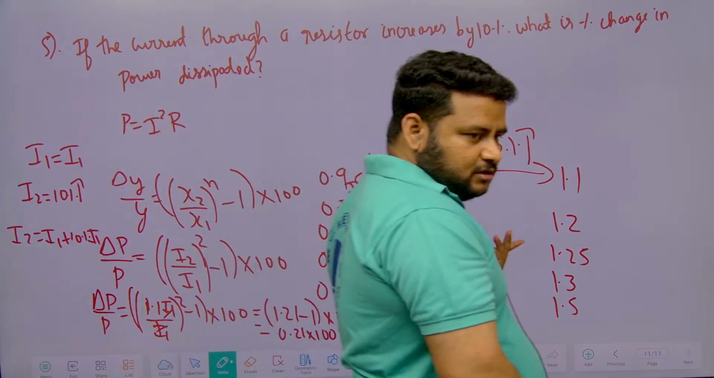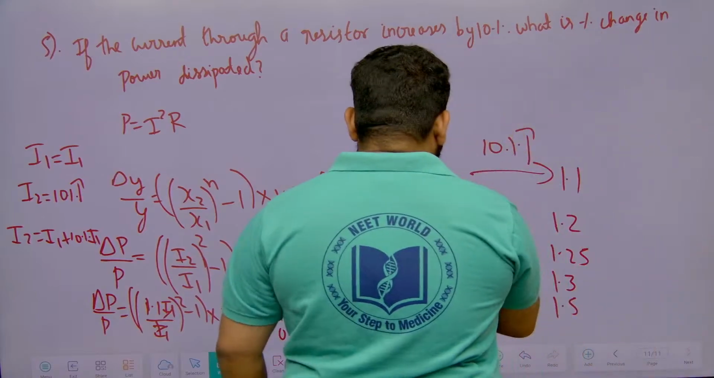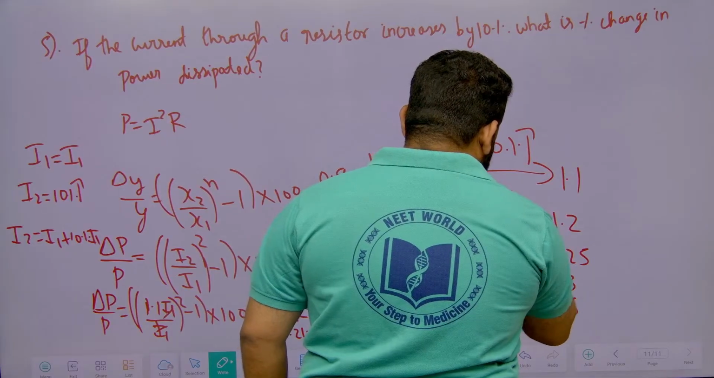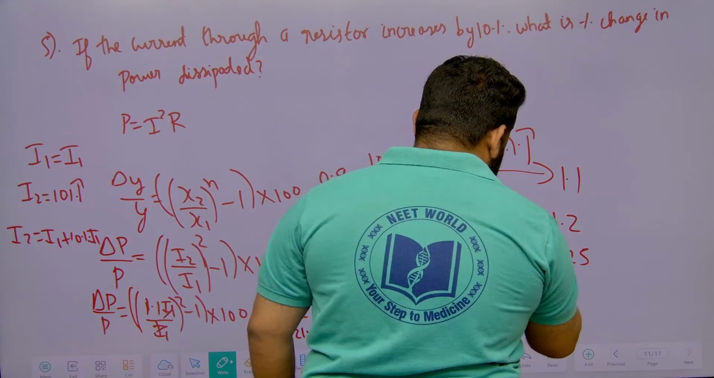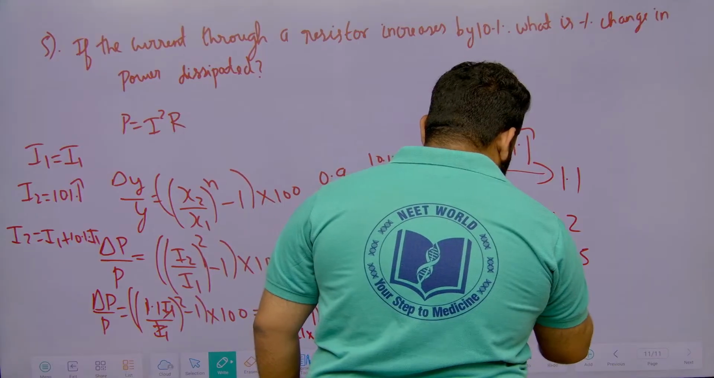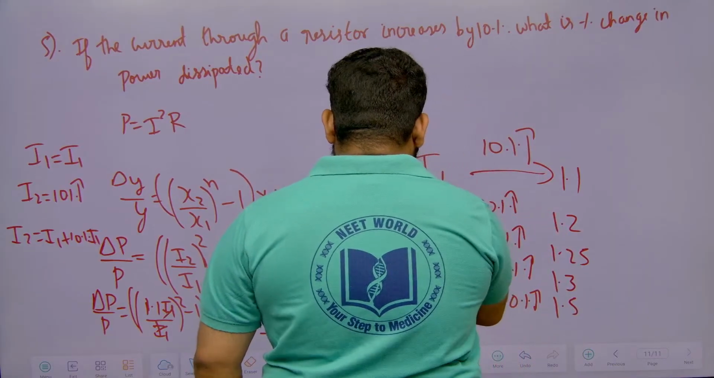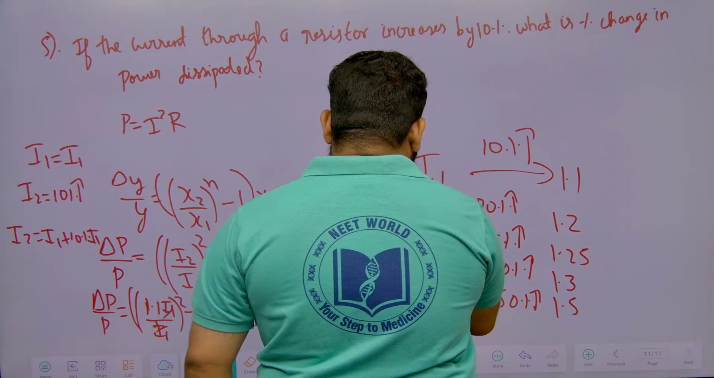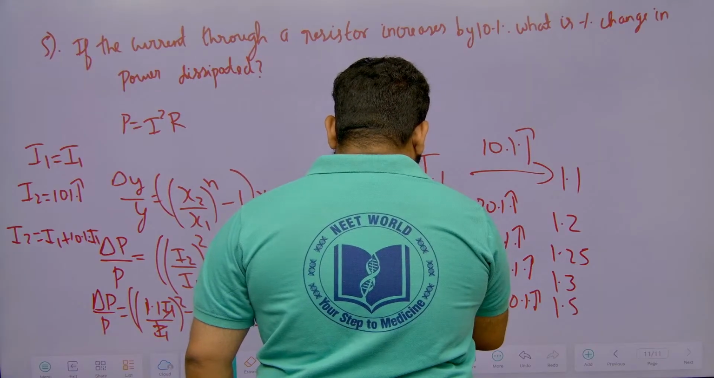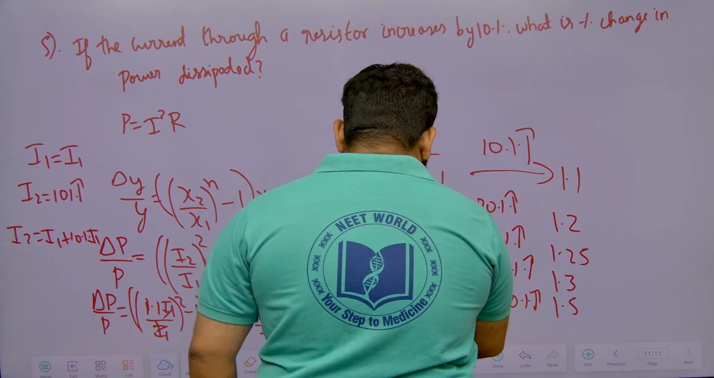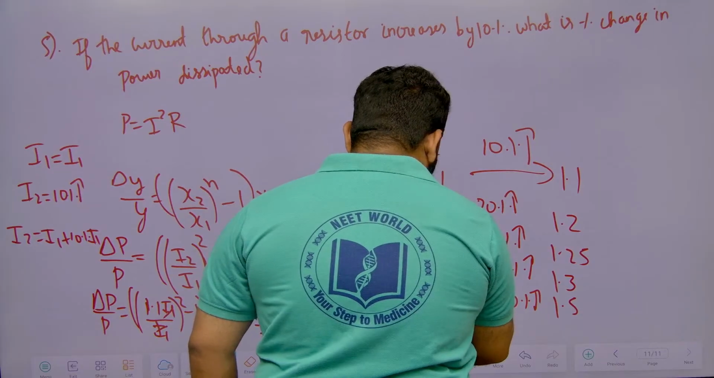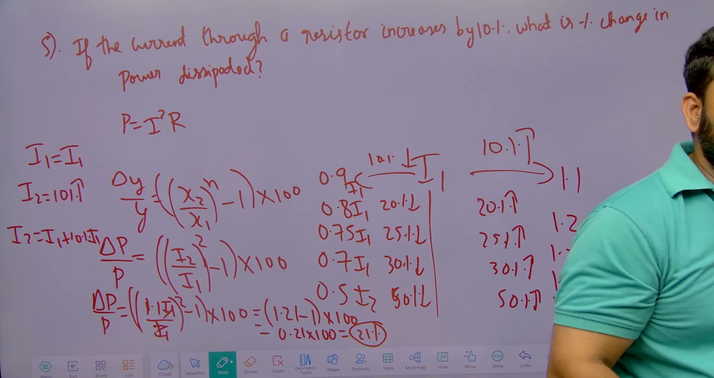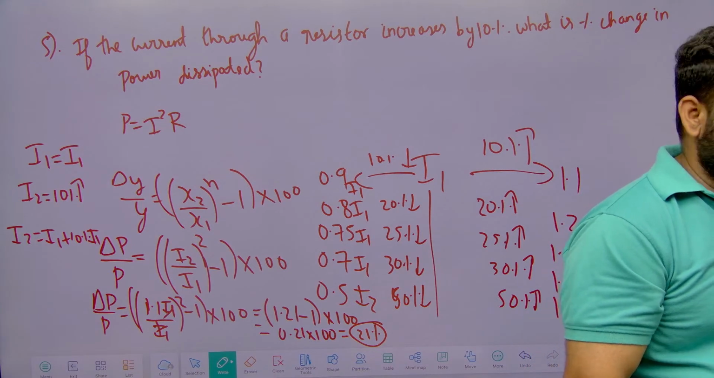Make this table also, it is useful for you. This is 20% increase. This is 25% increase. 30% increase, 50% increase. Then 20% decrease, 25% decrease, 30% decrease, 50% decrease. Suppose there is 40% increase, what should I write? 1.4. 40% decrease means 0.6. Okay, clear? Like that.